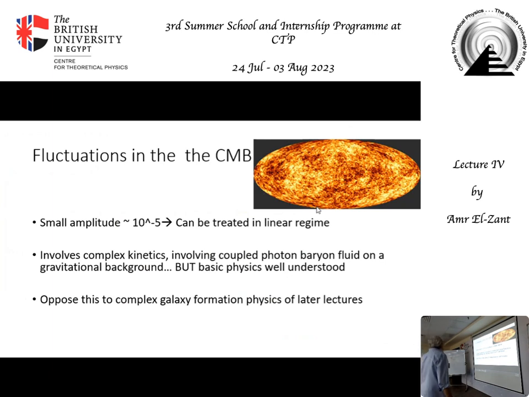So I need to move on. The CMB fluctuations are small. You can treat them in the linear regime, which makes things relatively easy, because they're very small, they're 10 to the minus 5. So 10 to the minus 5 squared is 10 to the minus 10, so the delta squared terms and so on are very small.